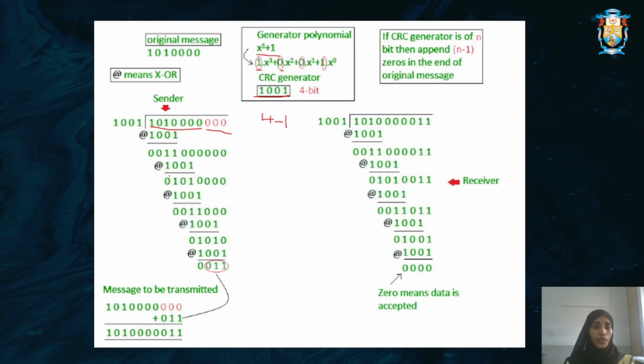Next, we write the same thing here and do the calculation. Later we get this as the answer. The last 3 bits are added to the original data and sent to the receiver side. On the receiver side we do the same thing, and if we get the remainder as 0, the data is accepted, or if it is nonzero, the data is rejected.